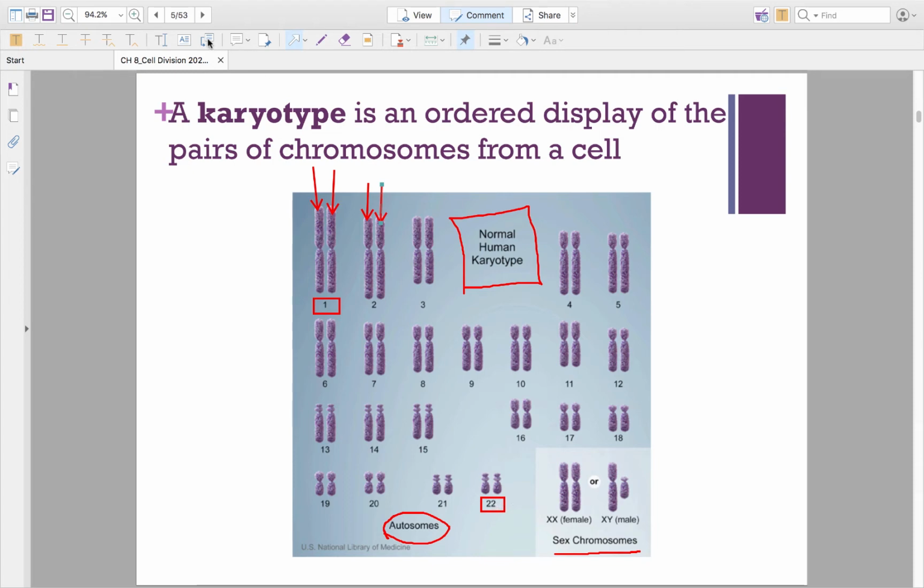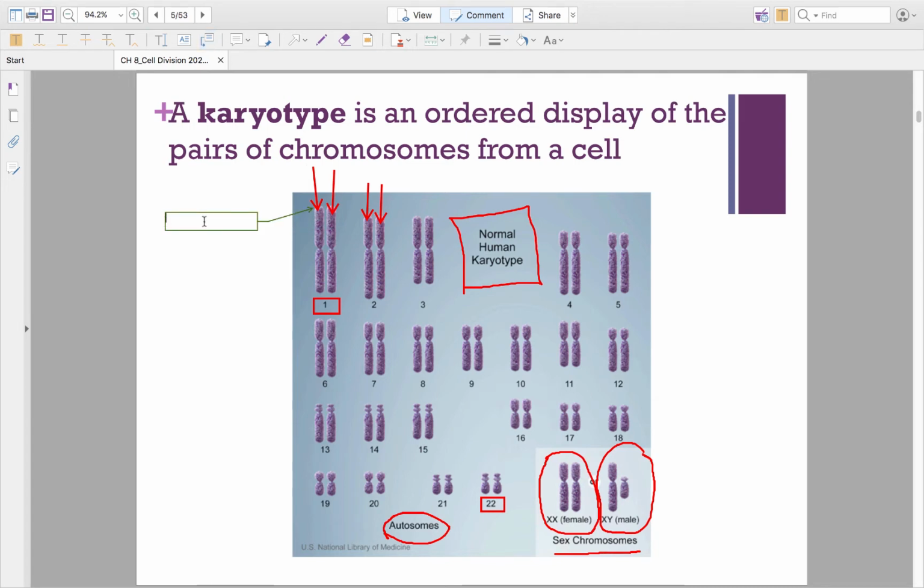If you are female, you're going to have the XX chromosomes. Males have the XY, and that will determine the sex of the person, the baby, the individual. Now, if you count them all up, 23 sets, that's 46.